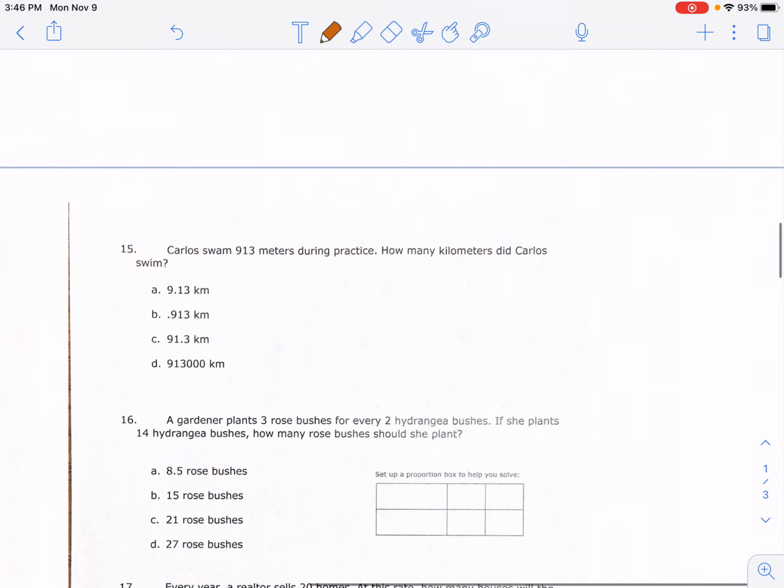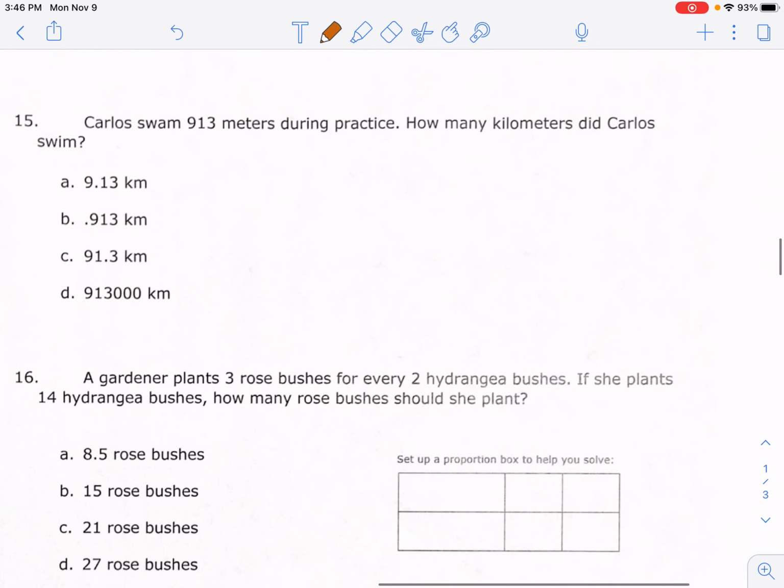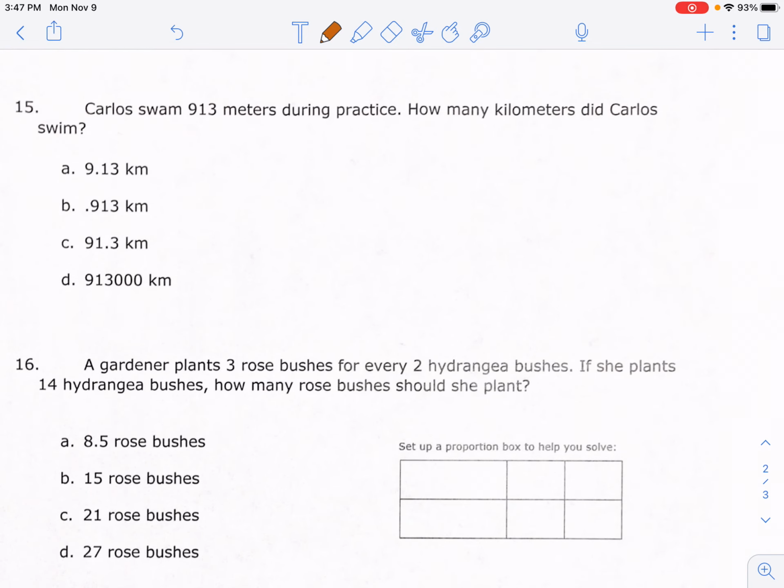Number 15, Carlos swam 913 meters during practice. How many kilometers did he swim? So I'm going to use my handy dandy King Henry Doesn't Usually Drink Chocolate Milk. If I'm going from meters to kilometers, I'm going from my unit, which are meters, liters, and grams, 1, 2, 3 to the left.